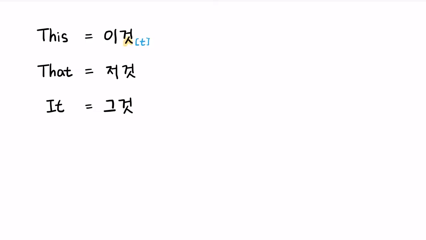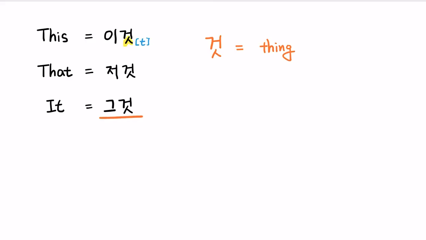We can actually see 것 in all of them. So what does 것 mean? 것 means a thing. So technically, 이것 means this thing. 저것 means that thing. 그것 means it, the one that we are talking about, right? 그것, the thing. So 것 means a thing as an object, like thing or stuff. So we can actually replace them.